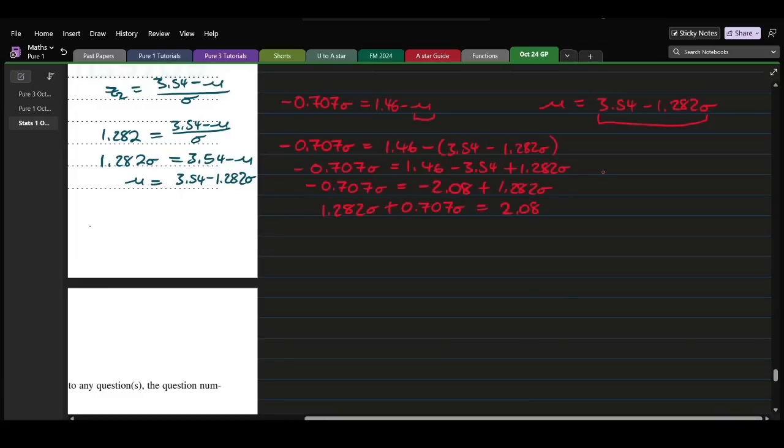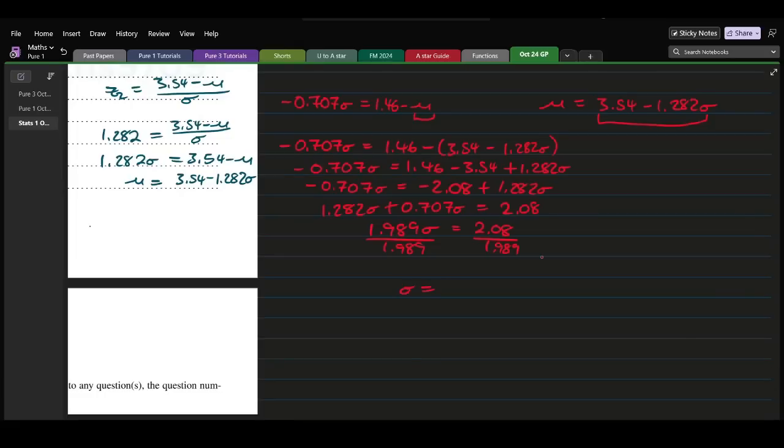Let's simplify our left hand side. 1.282 plus 0.707 gives us 1.989. Sigma is equal to 2.08. Divide both sides by 1.989, and sigma is equal to 2.08 over 1.989, and this gives us 1.04575164.